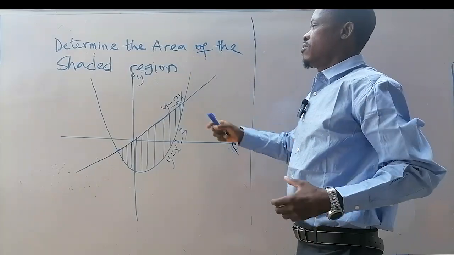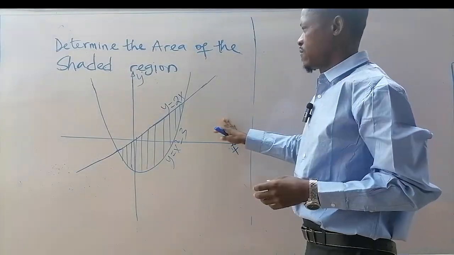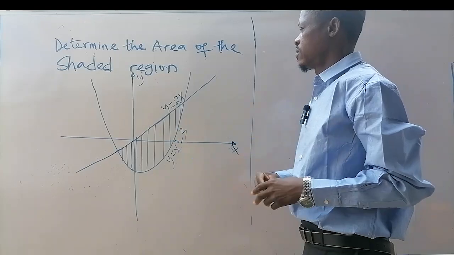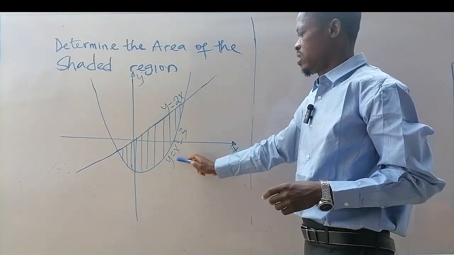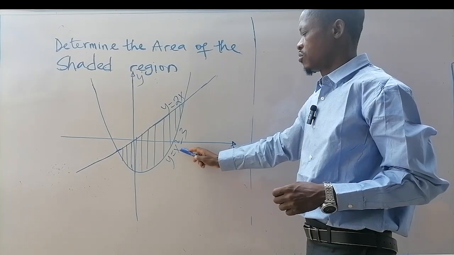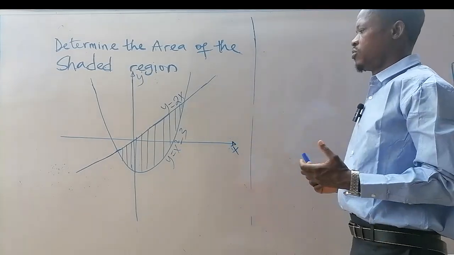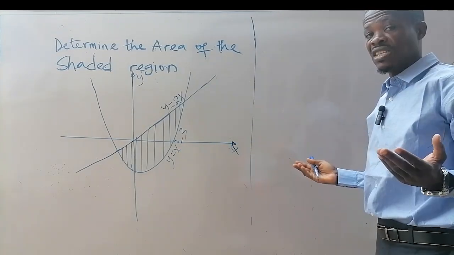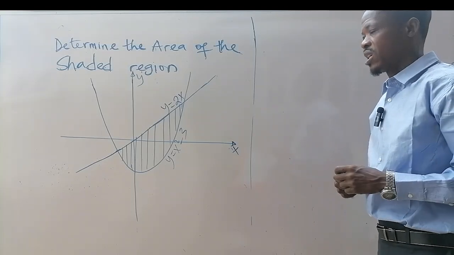Determine the area of the shaded region. We have the straight line graph, y equals 2x, and the quadratic graph, which has an equation of y equals x squared minus 3. The thing to do now is to find the intersection of the two graphs, where they meet.